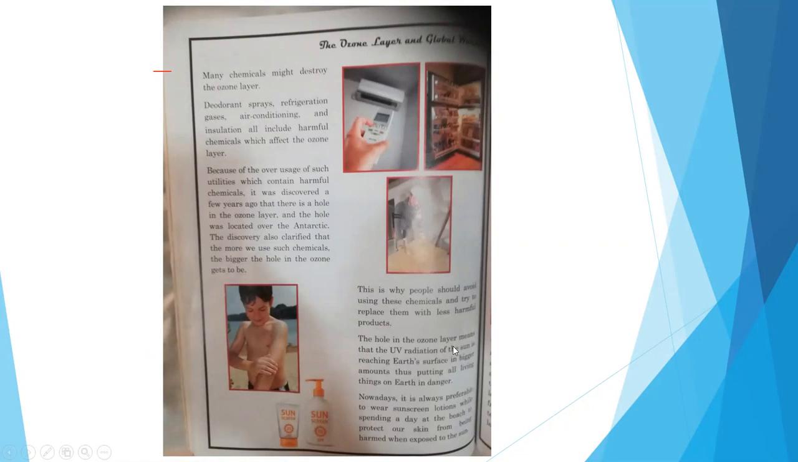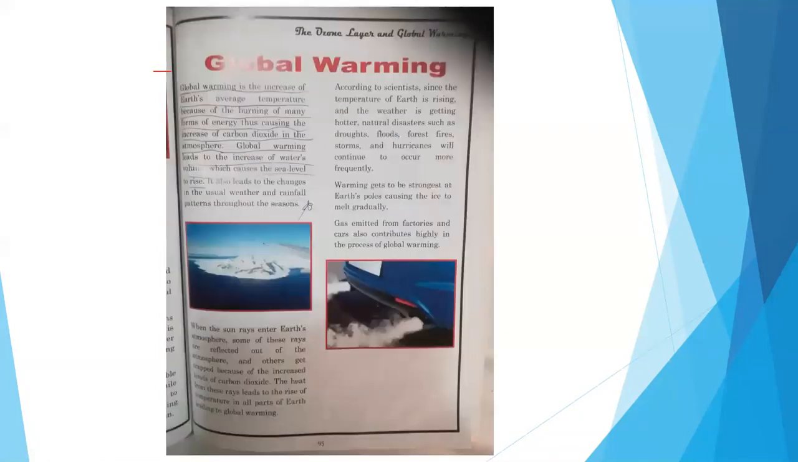So here are some of the things that mankind can do to protect themselves and also to not allow this hole to get bigger. Let's have a look at global warming. What is global warming? Global warming is the increase of Earth's average temperature because of the burning of many forms of energy, thus causing the increase of carbon dioxide in the atmosphere.